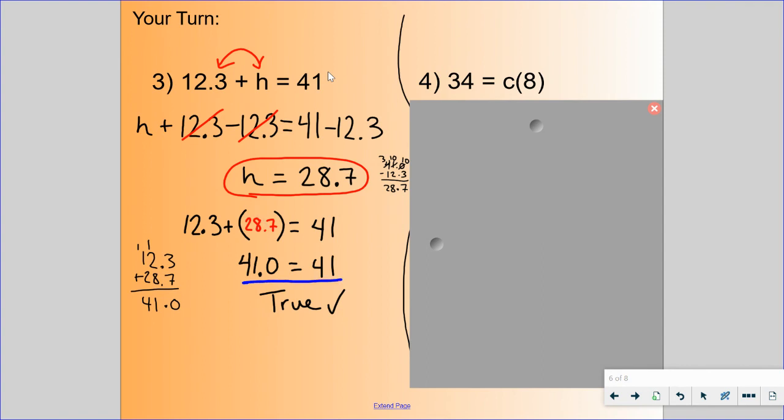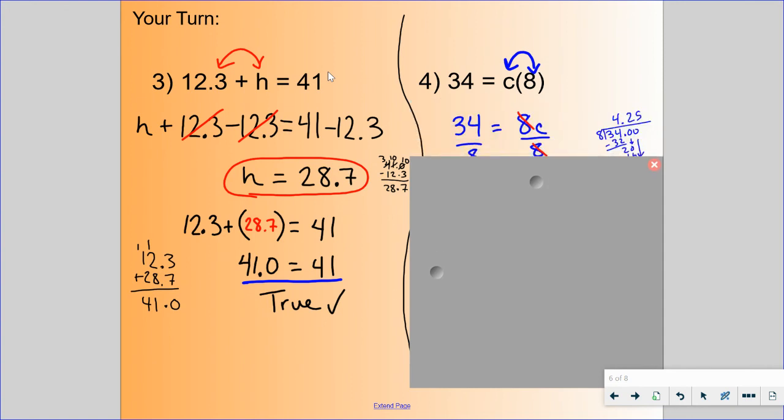That's true. For number 4, I'm also going to change the order here. Now, in fact, some of you might even put 8C on the left side and 34 on the right. We can talk more about that later. Meanwhile, I don't want to know what 8 envelopes of money are. I want to know what a single envelope of money is. So we go ahead and divide not just one side, but both sides by 8.